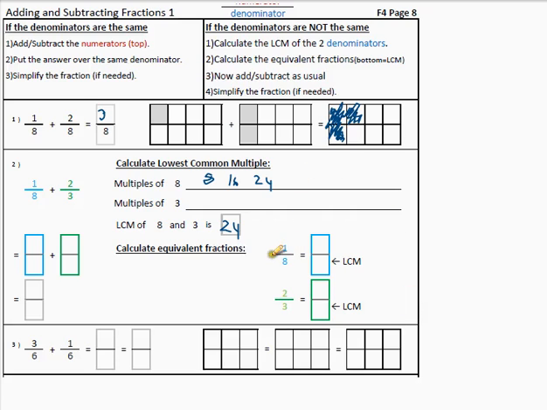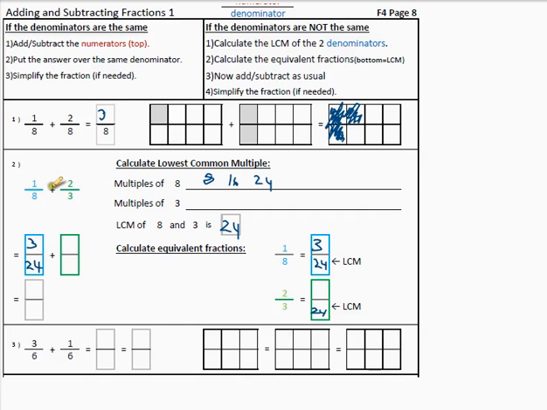Okay? We've got 1/8. We want to write it as an equivalent fraction with 24 at the bottom. What is going to be the top number? 8 times what gives us 24? Times by 3. So we times by 3 at the top. 1 times 3, 3. So this 1/8 becomes 3 over 24. It's the same thing. It's equivalent. Equal. Okay? There you go.